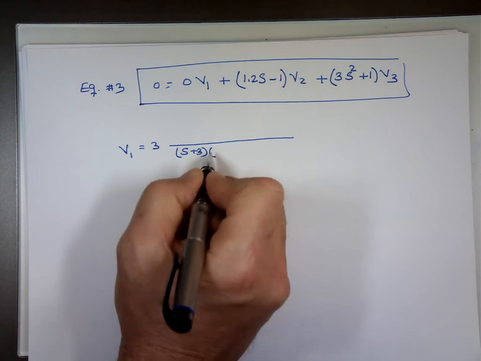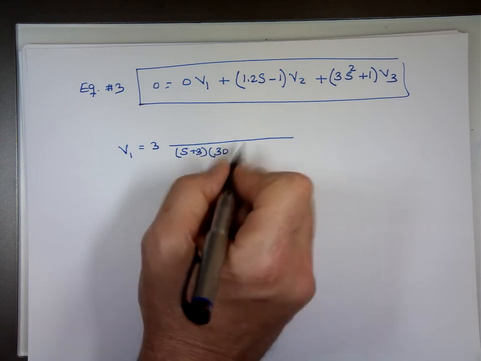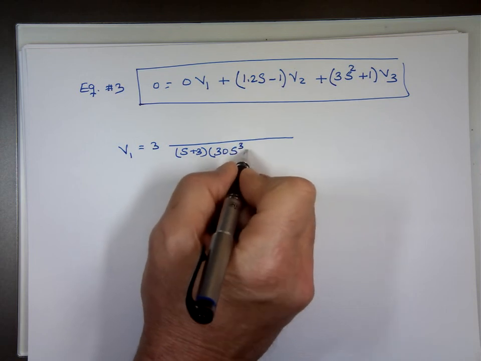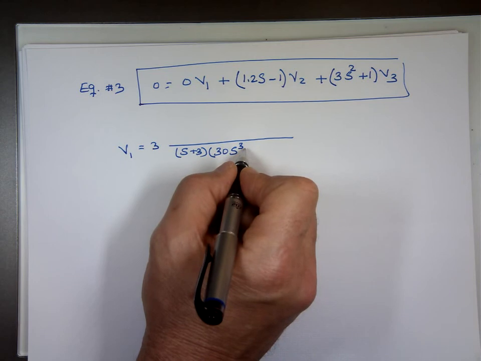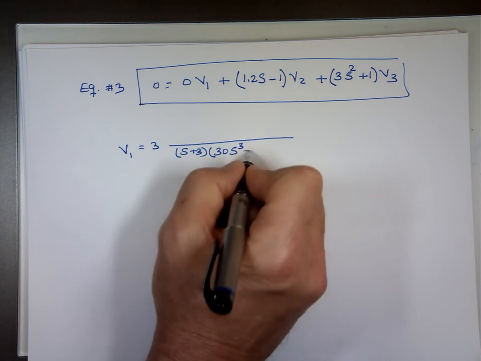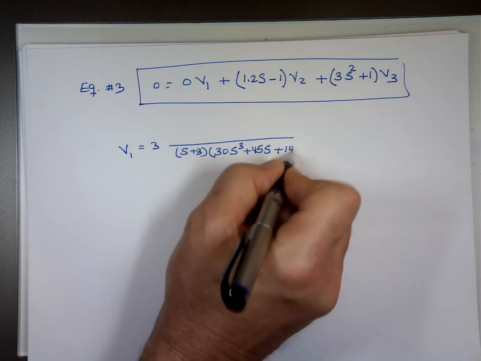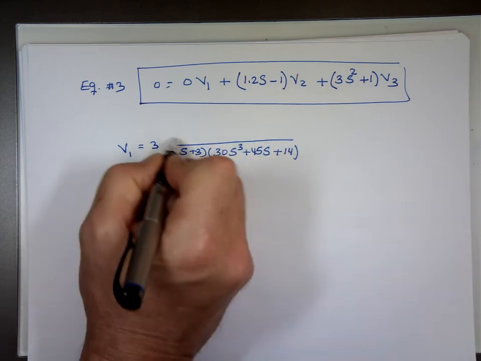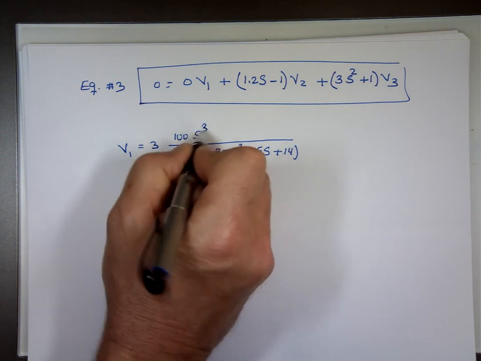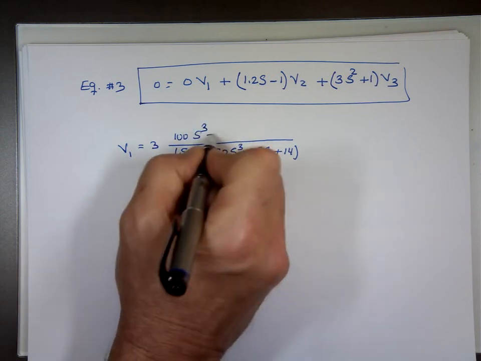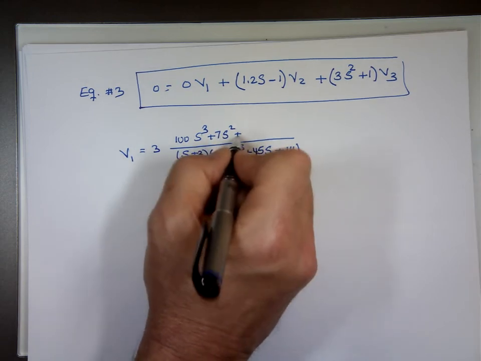30 S cubed. I want to see if I actually get the right answers also. Plus 45S plus 14, the top 100 S cubed plus 7S squared plus 150S plus the 49.